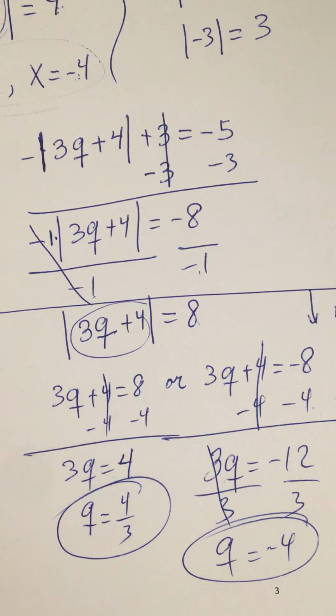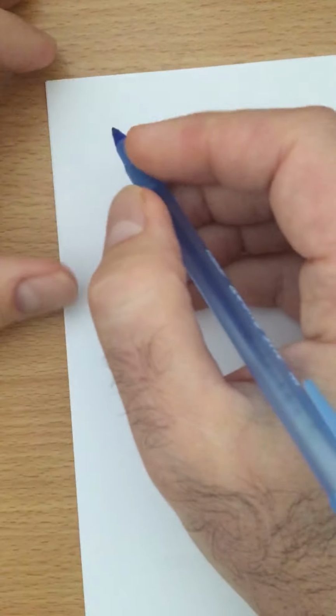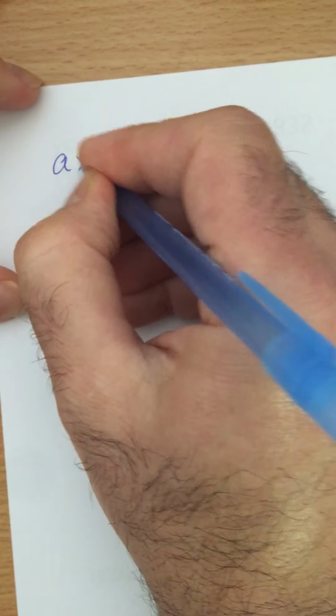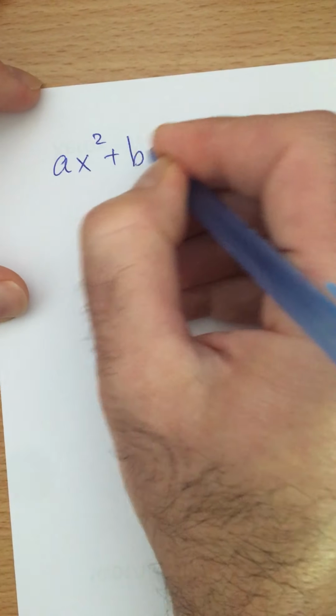And solving quadratic equations, because that's an important section. You can solve quadratic equations by different methods. One is called factoring. So first of all, what's a quadratic equation? A quadratic equation is usually written in this form.